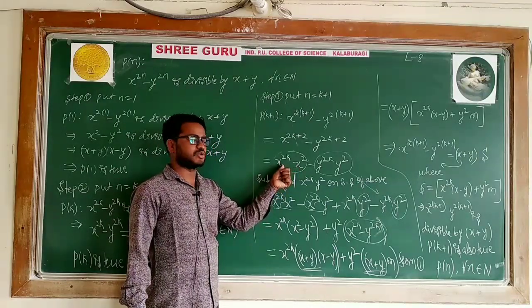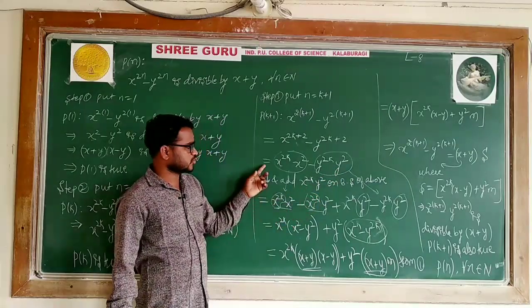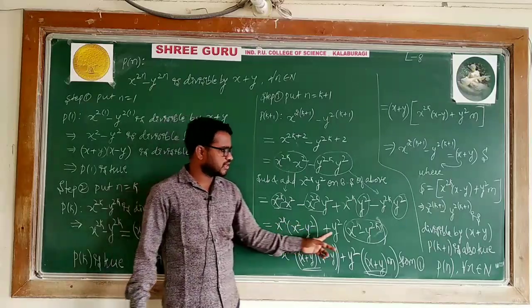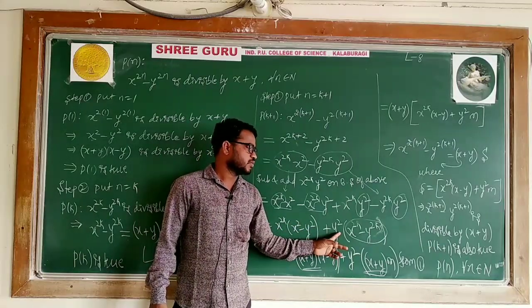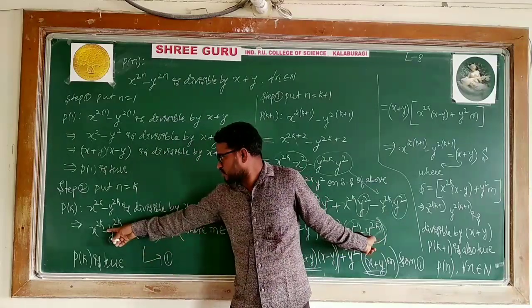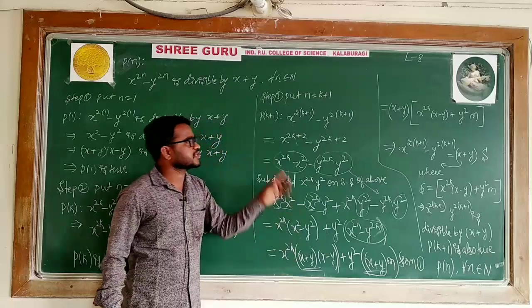When you are taking x to the power 2k, from this you take y square. That you have to subtract and add in this above step. Then you can take x to the power 2k common here. What common? Y square common. Then this you can replace using this one. X to the power 2k minus y to the power 2k is there. Replacing this, you will get x plus y.